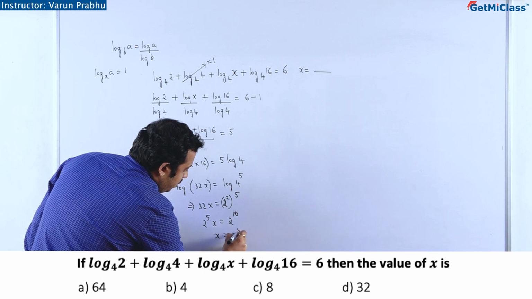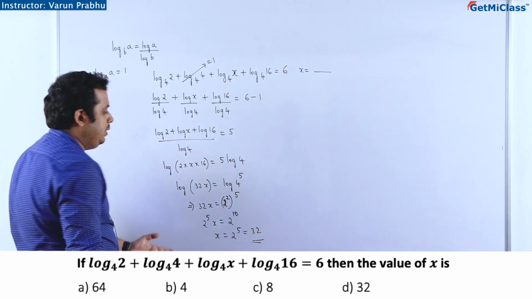So x is equal to 2 to the power 5, that is equal to what? 32 is the answer to the question.